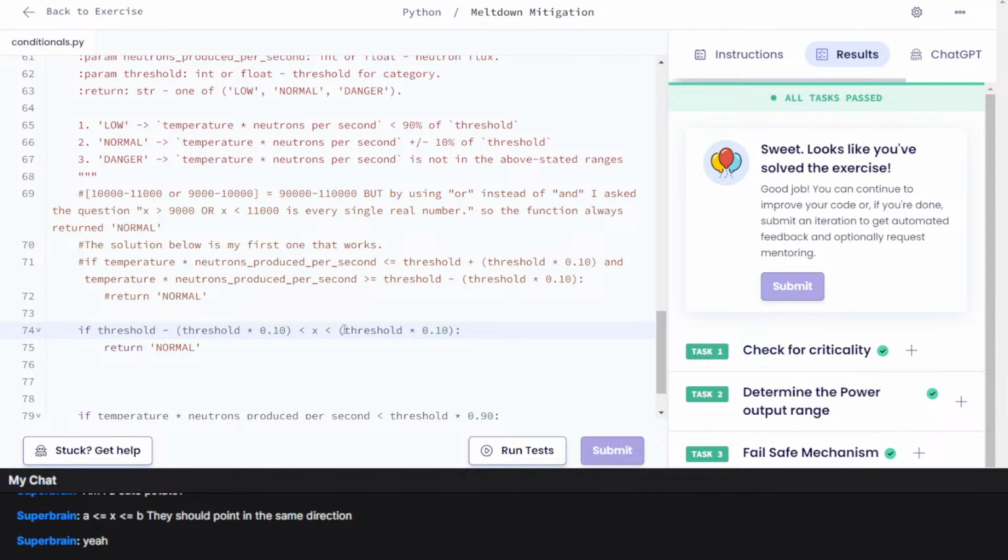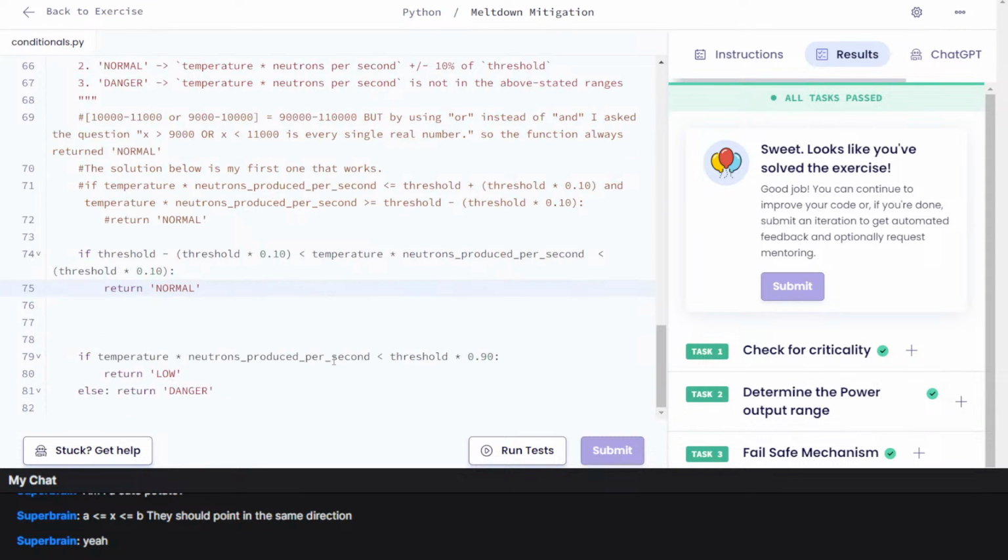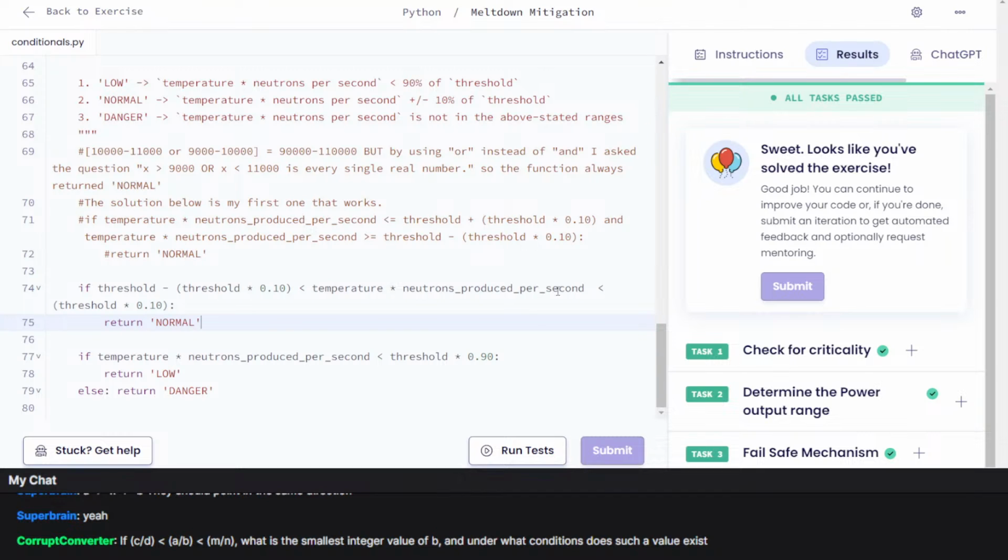Temperature. Oh, temperature times this. It's the temperature times neutron. I don't think I need parentheses, do I? I don't think it matters. It does matter, doesn't it? It might. I don't know. Maybe I'll try running it without the parentheses around the multiplicate, the two things that are being multiplied.